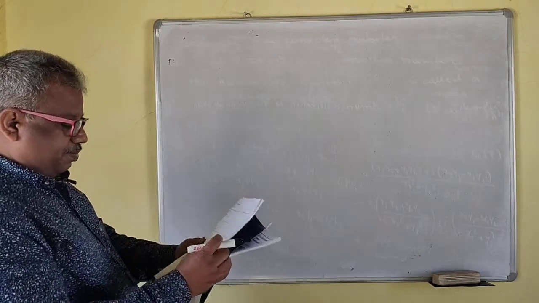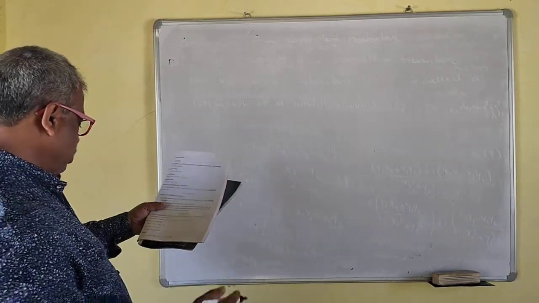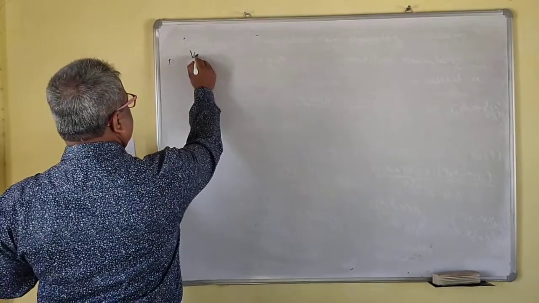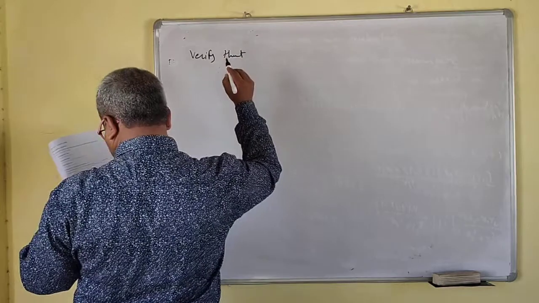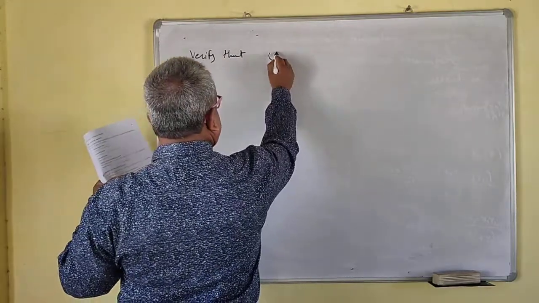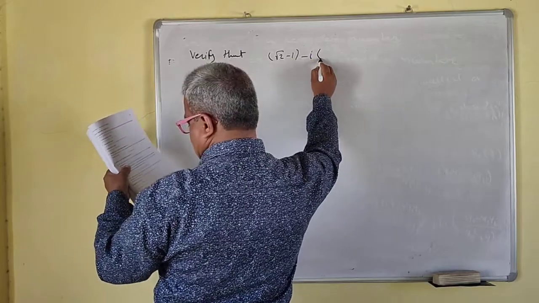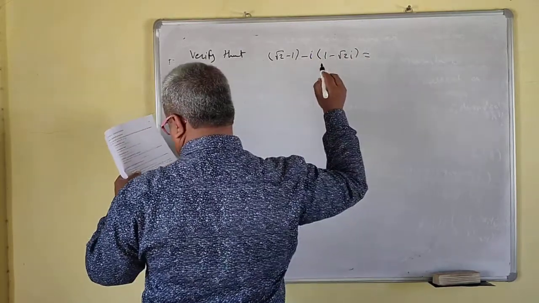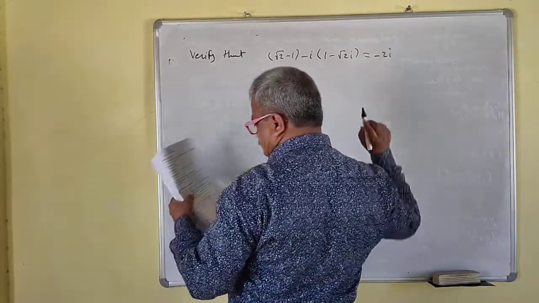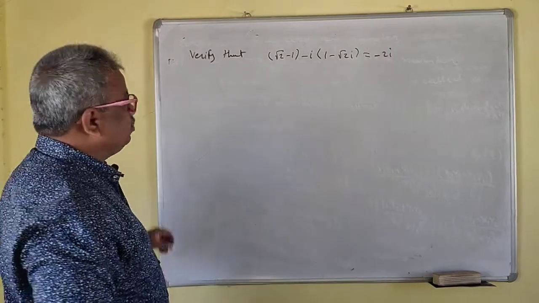So we'll take a problem. Verify that (√2 − 1) − i(1 − √2 i) is equal to −2i. We just have to verify this. Okay, solution.